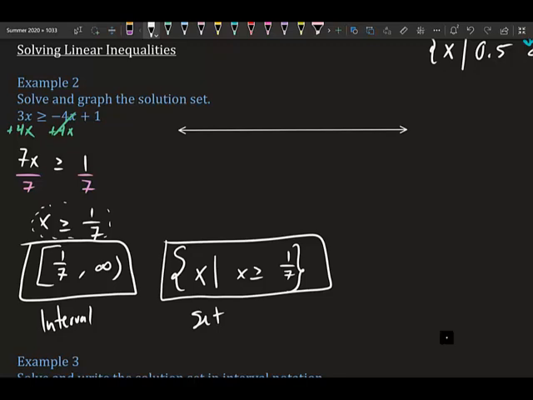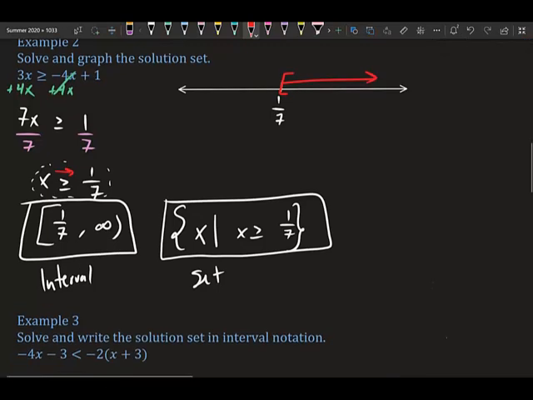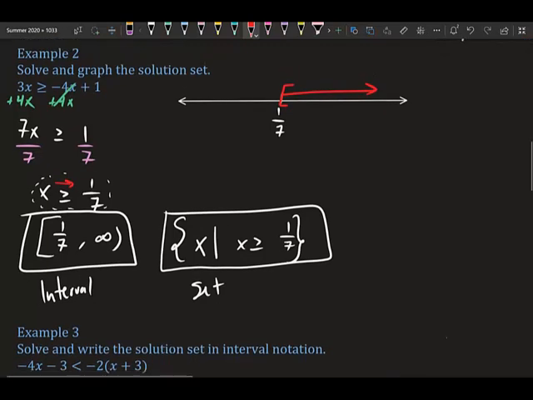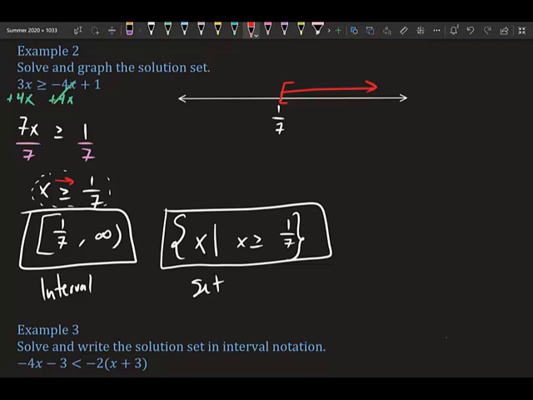Now, to graph our solution set, since it's a single inequality, we're just going to put our number, 1 over 7. It's a bracket, and the arrow is pointing to the right, so bracket pointing to the right. Okie dokie. Let's keep it going.